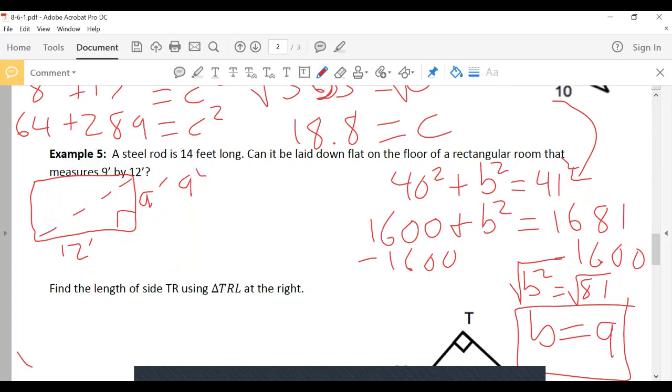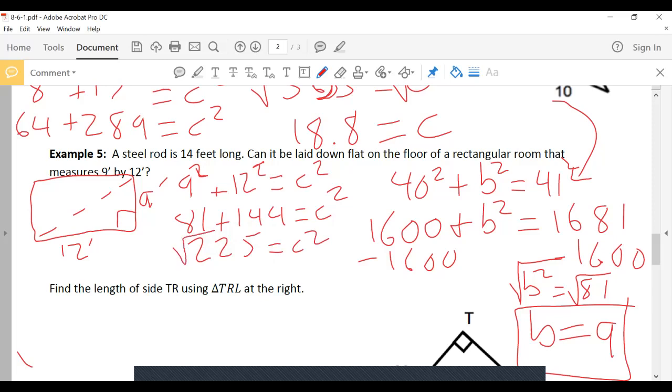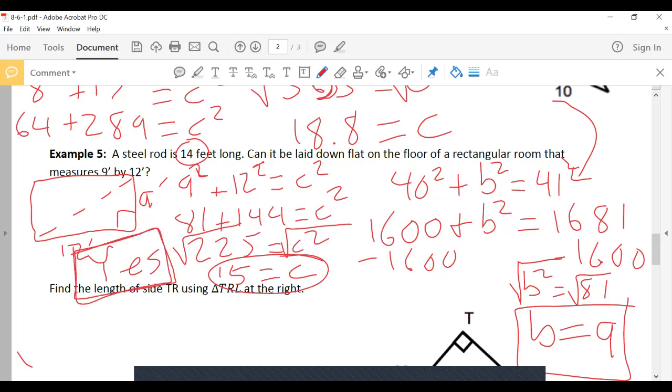So we get 9 squared plus 12 squared equals c squared. That's 81 plus 144 equals c squared. 81 plus 144 is 225. Take the square root of both sides, and you get 15 equals c. So the answer is yes, because 15 is bigger than 14. So final answer is yes. Next one says, find the length of side TR using triangle TRL at right.